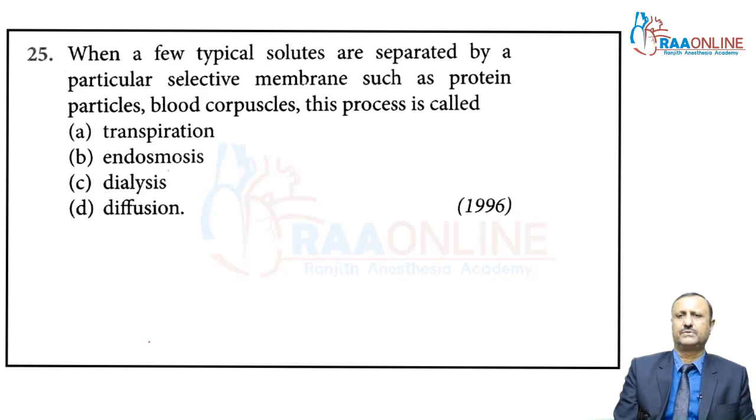When typical solutes are separated by a particular selective membrane, such as protein particles and blood corpuscles, this process is known as... here, typical solutes are separated by these particles. So, my dear students, for question number 25, the answer is C, because this is the purification of colloids, or the purification of colloidal solution.